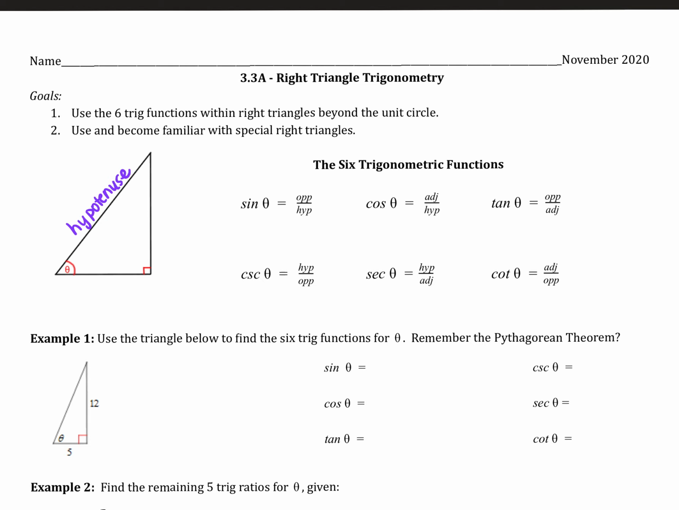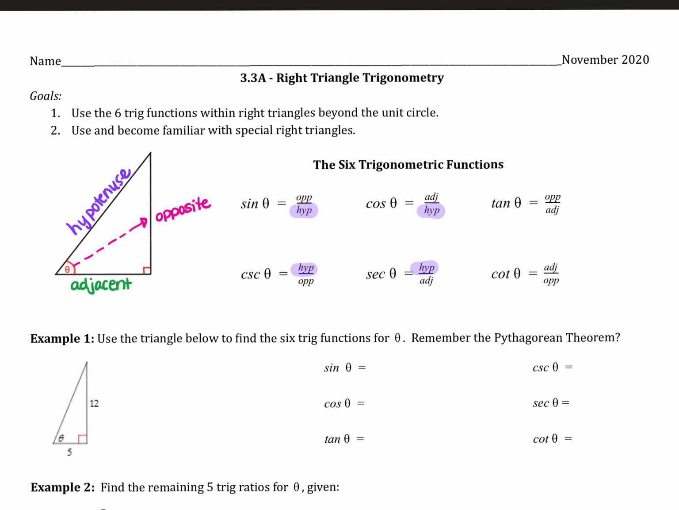The next side that was pretty easy to identify was what we called the opposite side. And that opposite side was the side that was across from, or opposite of, the angle that was identified. And then that left our third side, which would be our adjacent side. And we call it the adjacent side because it's adjacent to the angle that's been identified. And then we can see, in our ratios, sine is opposite over hypotenuse.